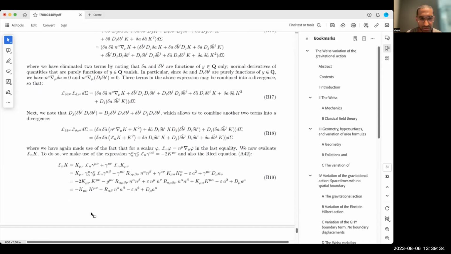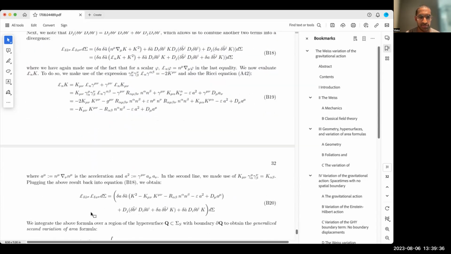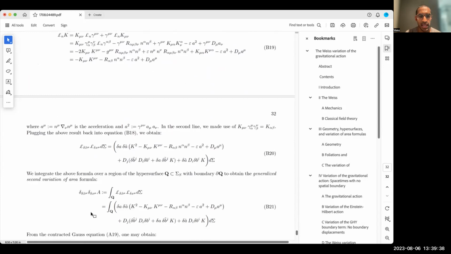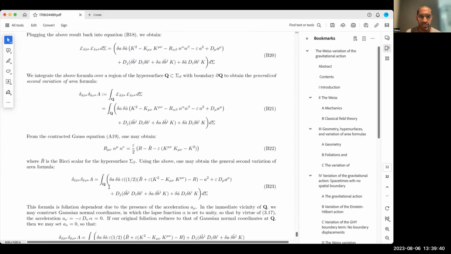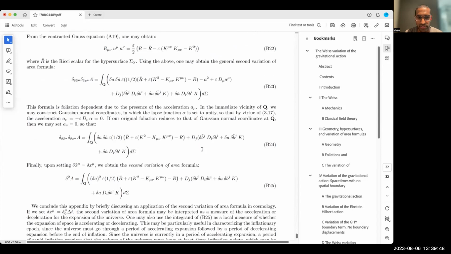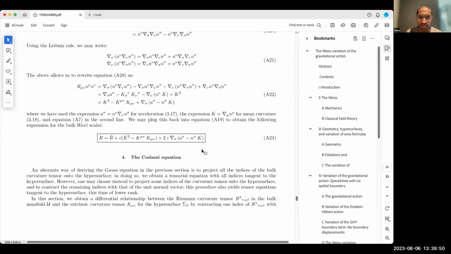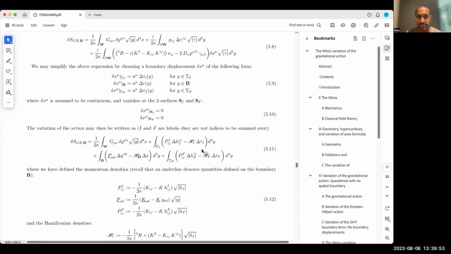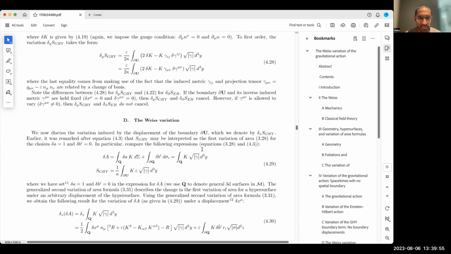Well, you can also use the Gauss-Codazzi relation to work out what this is. But this is how you get information about the gravitational Hamiltonian. That comes from the second variation of the area. So they use that in clever ways.